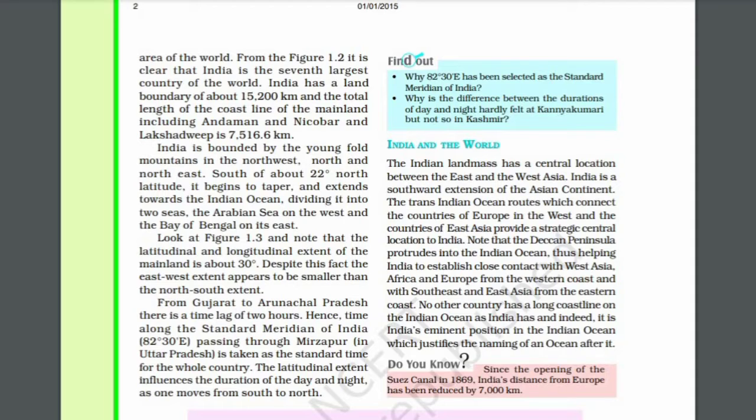This peninsular landmass helps to establish contact with West Asia, Africa and Europe from the western coast, and with Southeast and East Asia from the eastern coast. No other country has a long coastline on the Indian Ocean as India has, and indeed it is India's eminent position in the Indian Ocean which justifies the naming of an ocean after it. It means because of the position or location of India, the Indian Ocean is named after India.